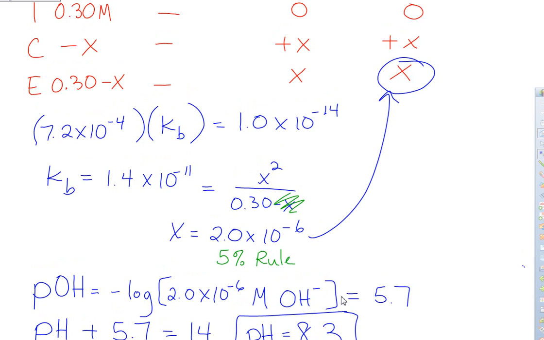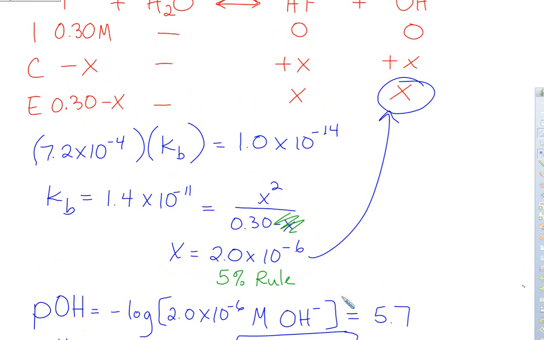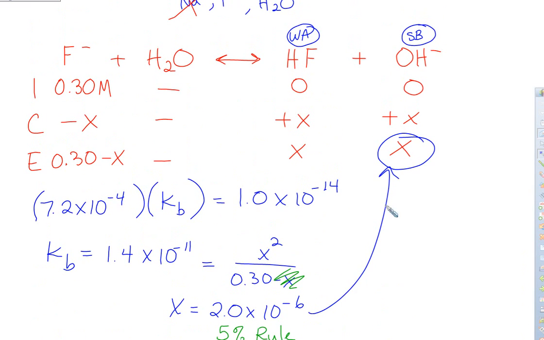99% of this problem is just a weak base problem. The only bummer is that you have to kind of set up the new equation using the conjugate base in water. And then the only other extra step is just right in here. We're given Ka for the original weak acid. We have to switch that to Kb for the conjugate base. But then the rest of this is really just like any other weak base equilibrium problem.